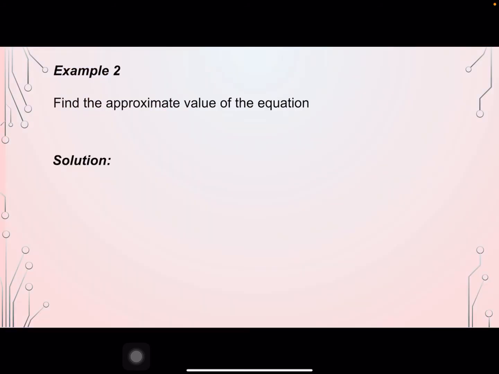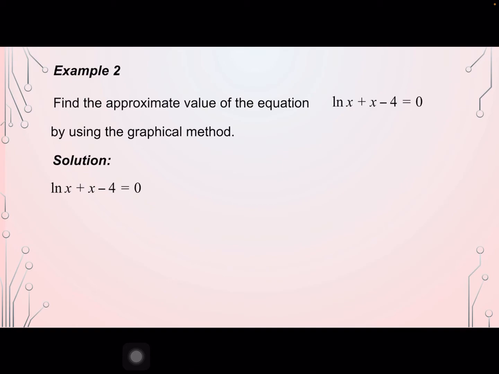Example 2. Find the approximate value of the equation ln x plus x minus 4 equals 0 by using the graphical method. Solution. For ln x plus x minus 4 equals 0, we have ln x equals 4 minus x. So now, the equation is already turned into two functions, and we can let y equals ln x and y equals 4 minus x. Then we sketch these two graphs.